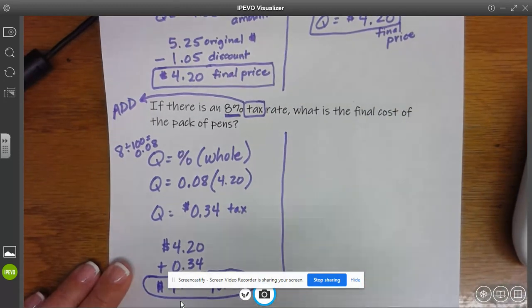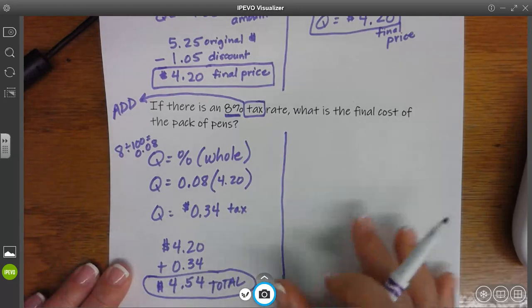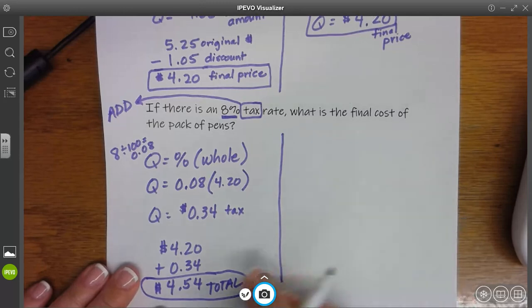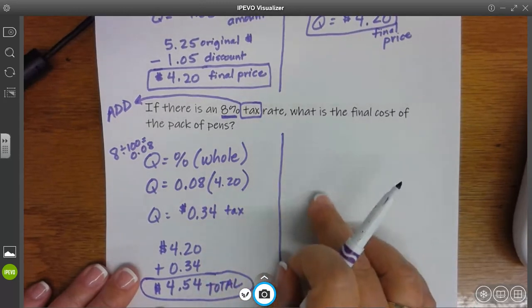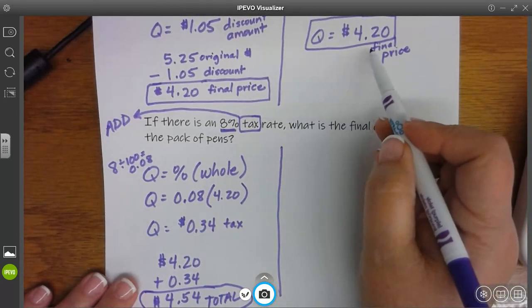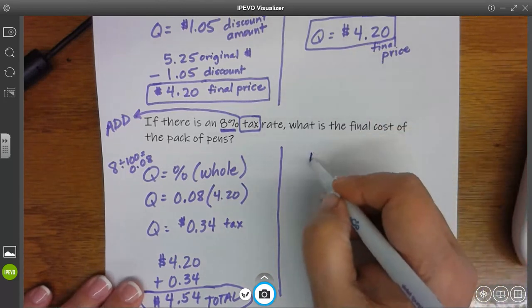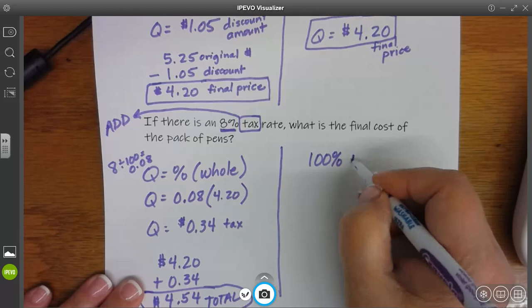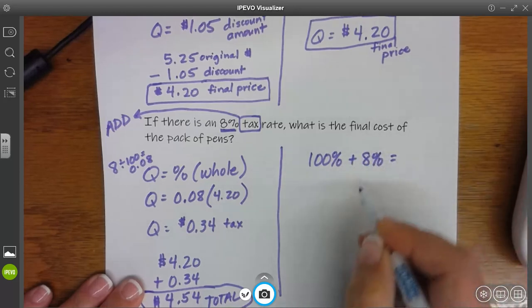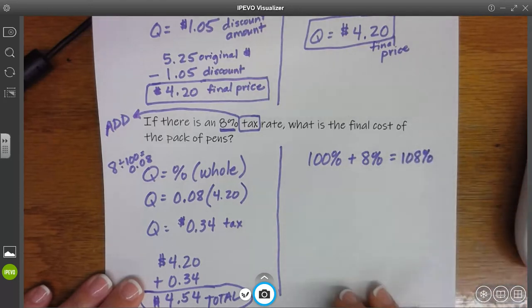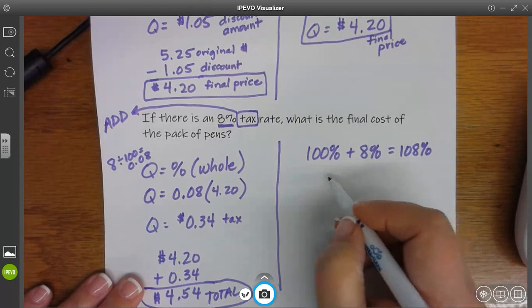Now, the other way that you have the option of doing this is by adding at the beginning. See, we added at the end, but we can add at the beginning. So if we're going to pay, we have to pay the entire final price here. Our final discount amount, we have to pay 100% of it, all of it. And then plus 8% more. So 100% plus 8% is 108%. So once again, we use our same equation.